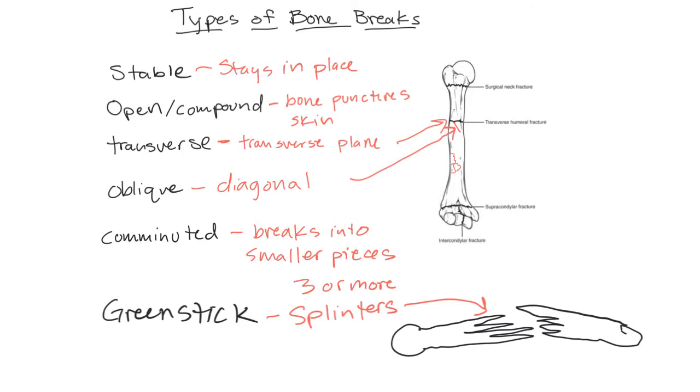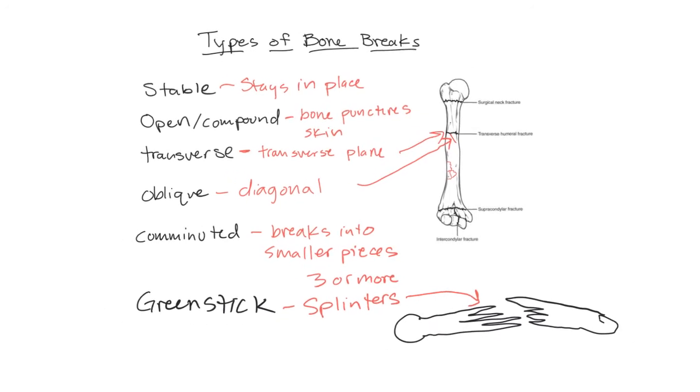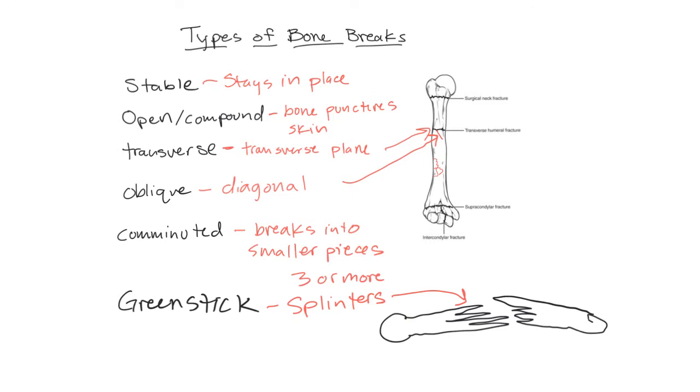So can a stable fracture be transverse? Mm-hmm. So a break can have multiple of these descriptors. Okay, so this should help you in understanding types of breaks, especially when you're looking at your discussion assignment.